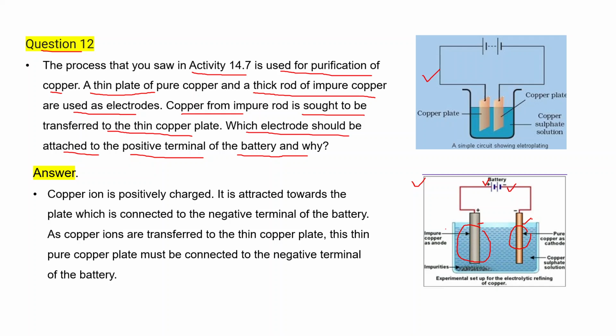So our answer is: copper ion is positively charged, it is attracted towards the plate which is connected to the negative terminal of the battery. As copper ions are transferred to the thin copper plate, this thin pure copper plate must be connected to the negative terminal of the battery.